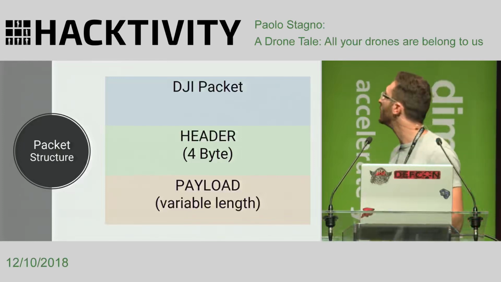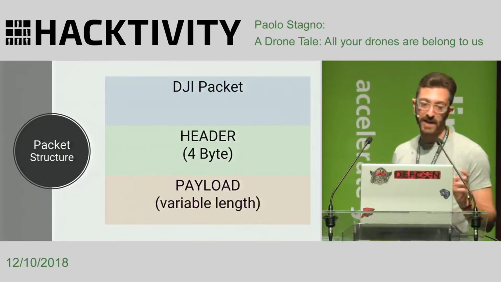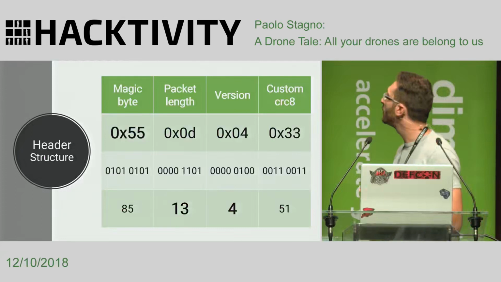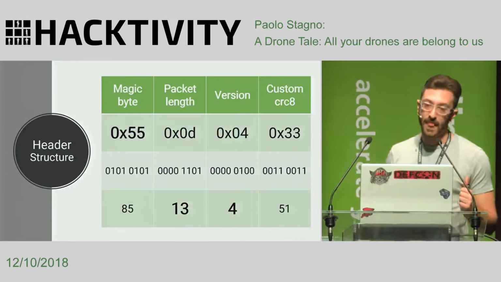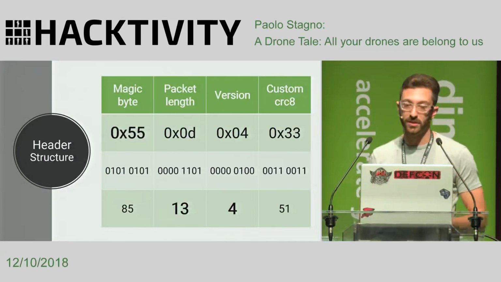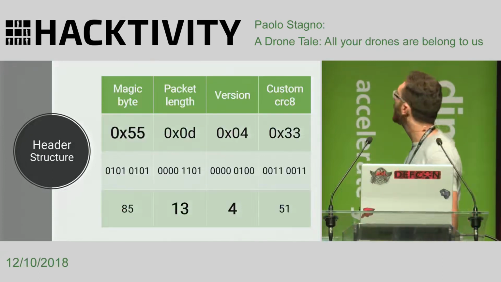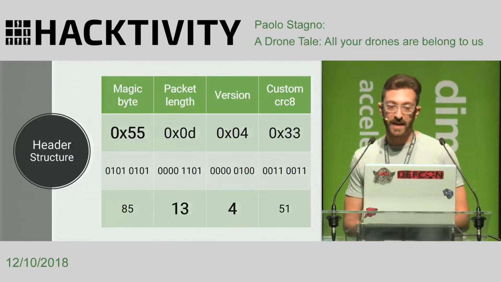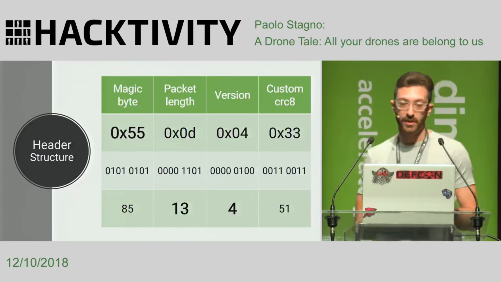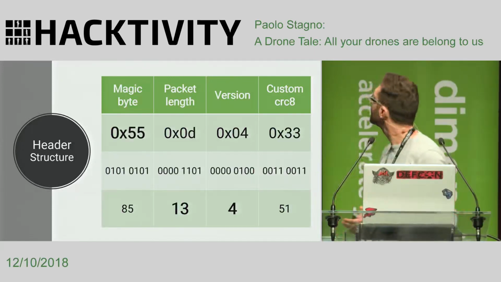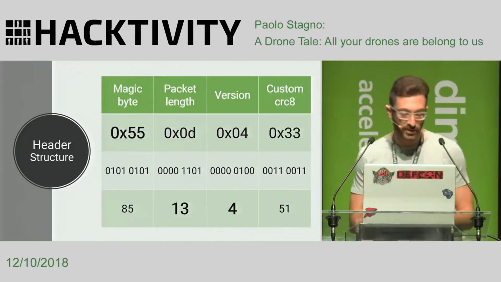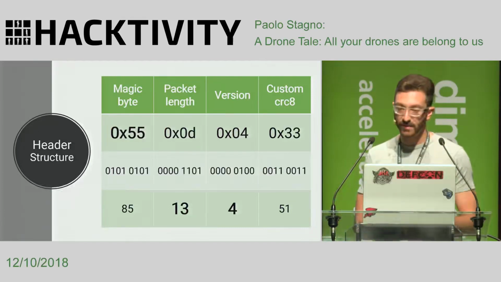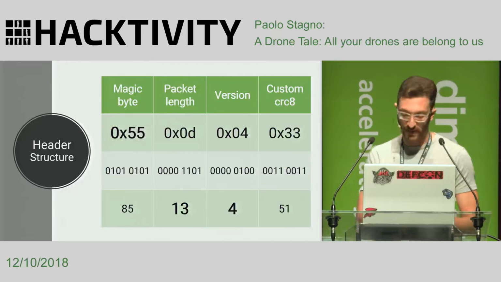And this is the structure of the DJI packet. We have a header of 4 bytes and a payload of variable length. The header is formed of 4 bytes. The first byte is a magic protocol number, so it's always the same. After that, we have the packet length, so header plus payload. The third byte is the version of the SDK that we are using. And the last byte of the header is a custom DJI checksum that I was able to derive from some hard-coded values present in the SDK.